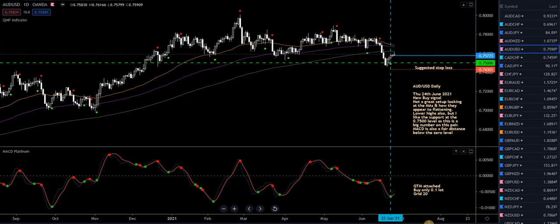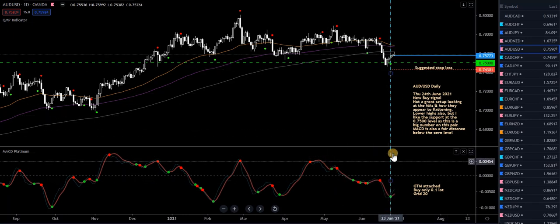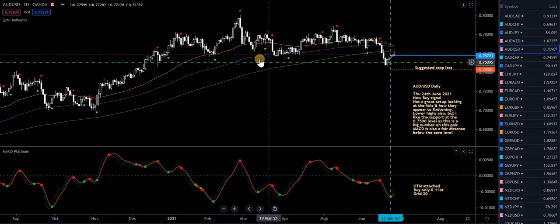Aussie USD, another one I've got an EA attached to. Buy here. This green dash line is a big support level. It's a 75-cent level, which is a big number on the Aussie. Very similar pattern to one of the other Aussie pairs there. You remember, you've got to watch the correlation.